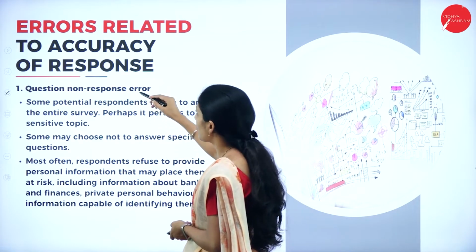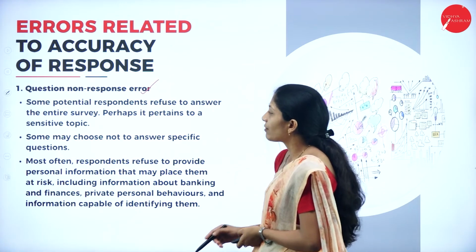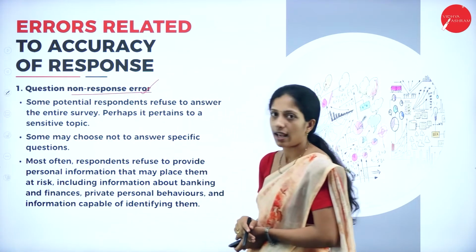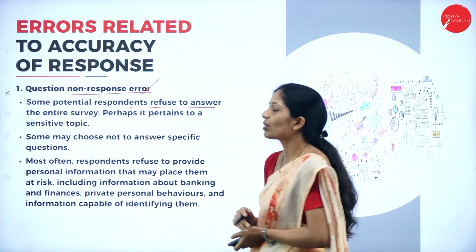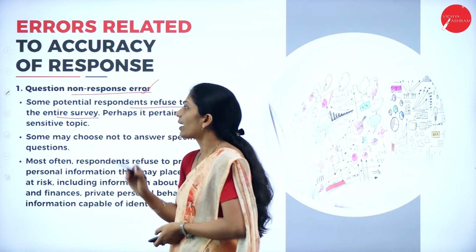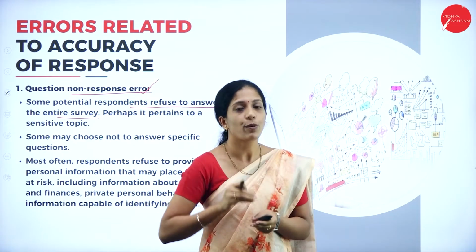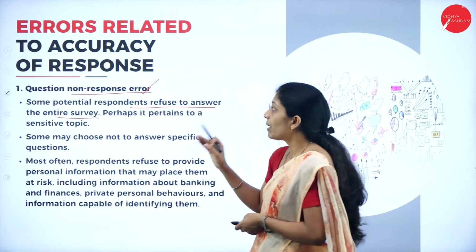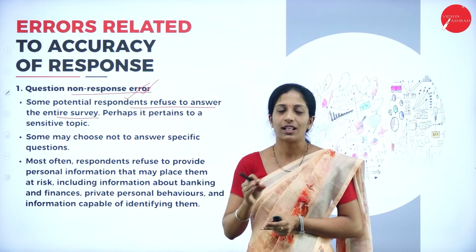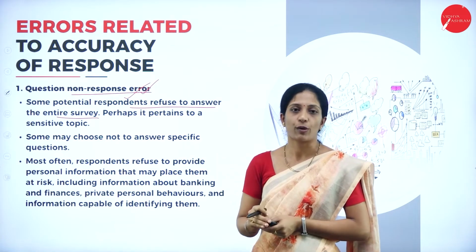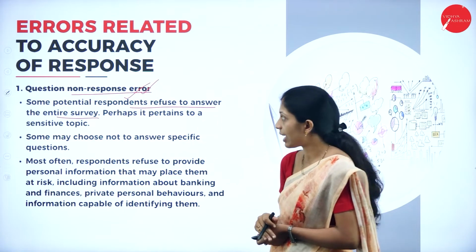Now coming to the next type of error, that is error related to accuracy of response. The first one is question non-response error. So what do you mean by this? Some potential respondents refuse to answer the entire survey. The researcher has selected the sample thinking that the respondents will respond to the research activity. But some potential respondents, who are able to respond to the research work, will not respond properly to the researcher.